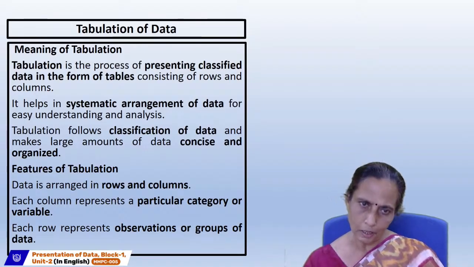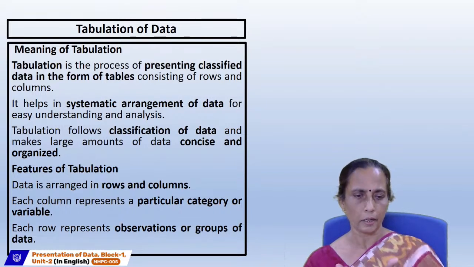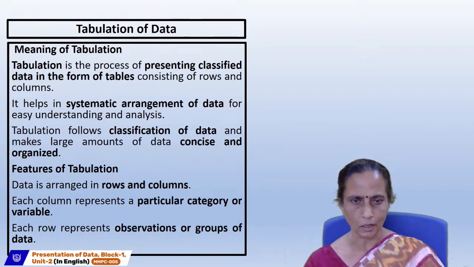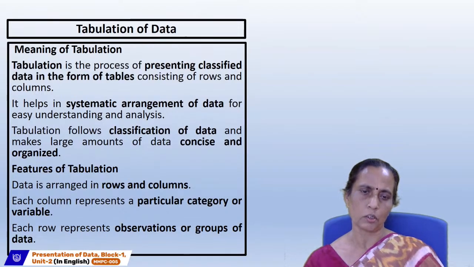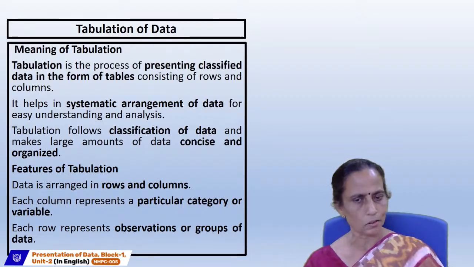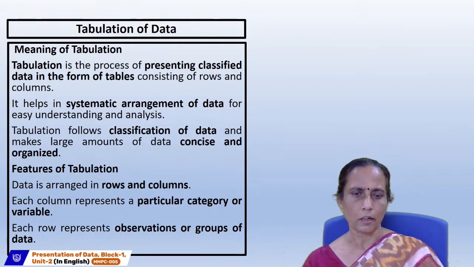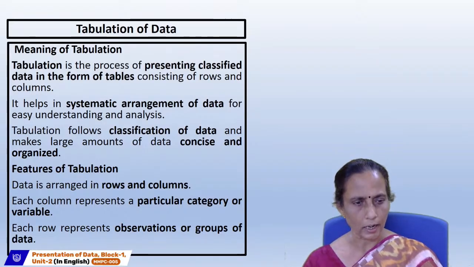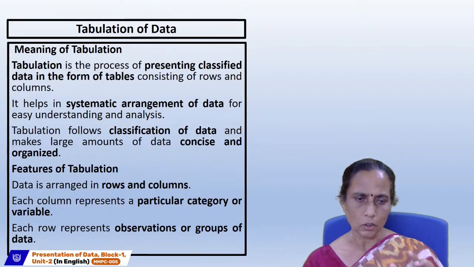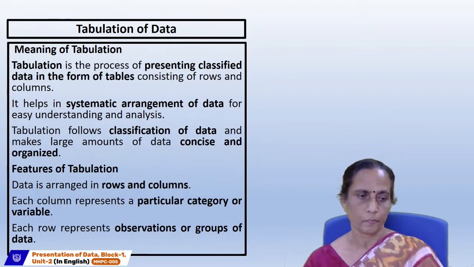So looking into that particular table, or the data in your rows and columns, you will be in a position to visualize something, and you will be in a position to decide what sort of analysis or statistical tools you will be using to analyze your data. Each column in that table represents a particular category, and we call that a variable, and each row represents an observation or a group of data.